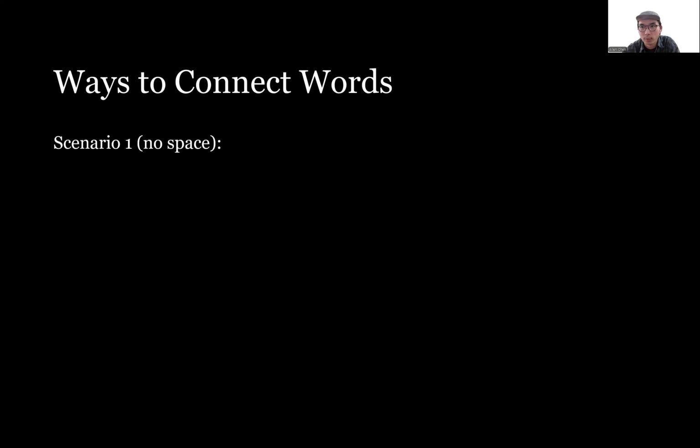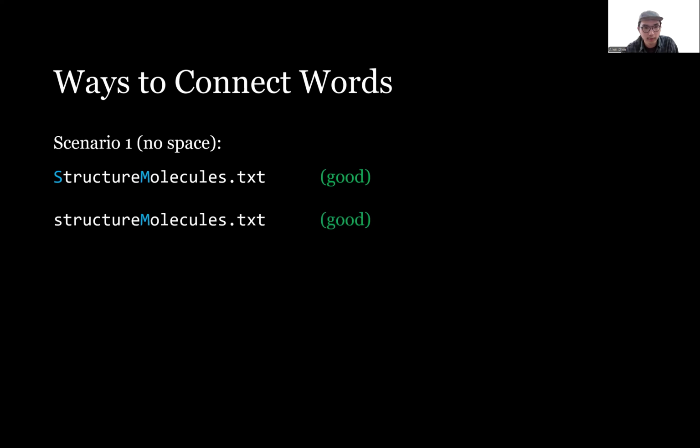And if there's more than one word, there's different ways to connect words. Scenario one is that we don't want to use any space. If we don't want to use any space in the file names, what we can do is like the one I just showed, you connect the second word right after the first one, or capitalize the first letter. Similar here, but this one is a little lazier. You only capitalize the first letter of the second word, which is still okay.